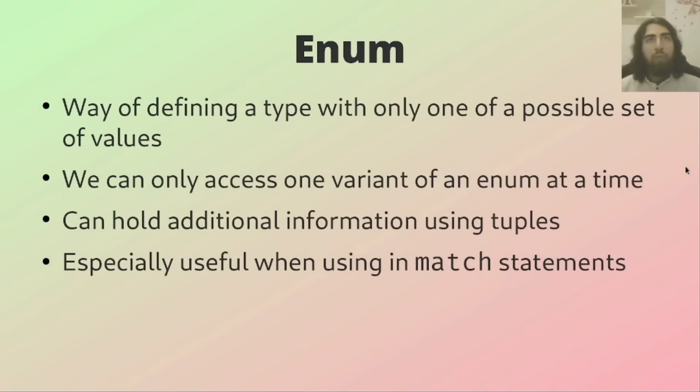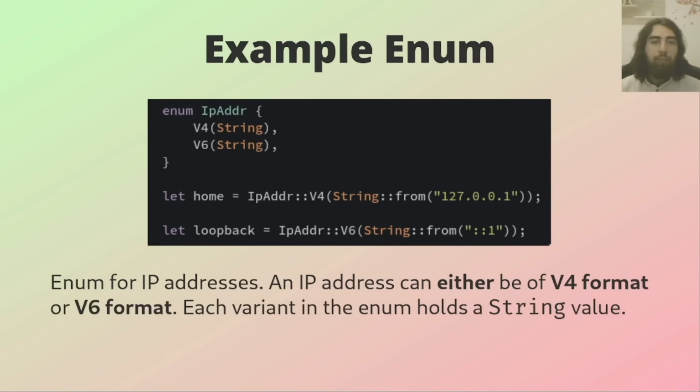We can also create custom types using enums. Now an enum is a way of defining a type with only one of a possible set of values. We can only access one variant of an enum at a time, and it can hold additional information using tuples. And it's especially useful when using in match statements. Let's see an example of an enum.